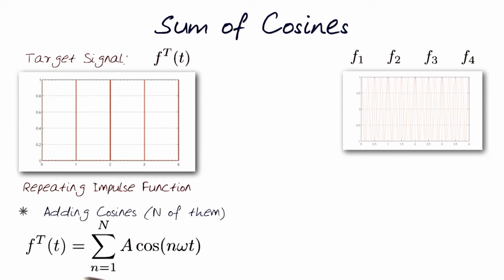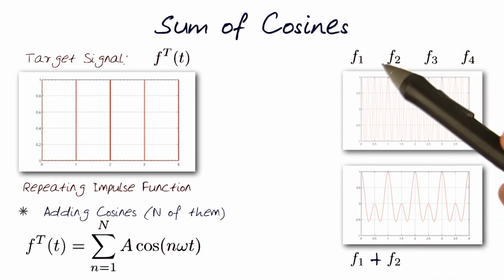Well, then basically what we have to come up with is an equation like this, which basically says that f target here is a summation that goes from 1 to n, where n is how many of them we want to add, the amplitude, and again the same function we looked at. So now let's actually start adding them one by one.